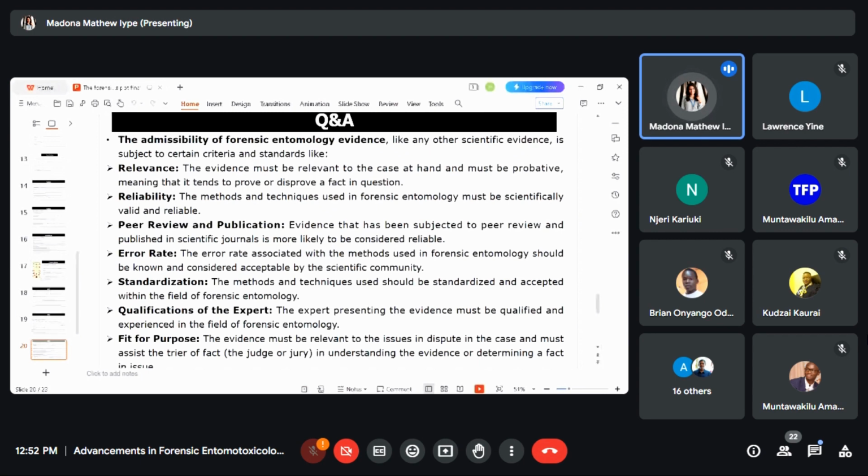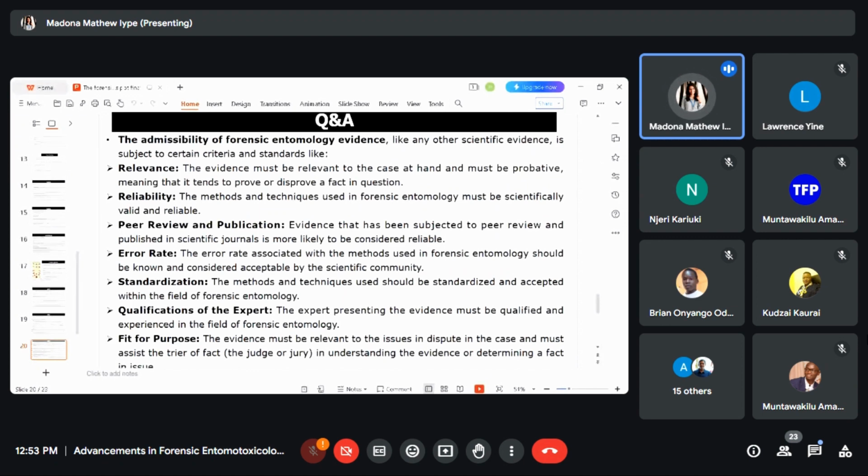The relevance: the evidence must be relevant to the case. It's not that you are just providing any fauna as evidence, but the court should get a clear picture that the fauna evidence you are providing is of approximate or accurate relevancy to the case. Then there's reliability. The methods and techniques you have used to analyze the entomological evidence should be scientifically valid and reliable, and there should be consistency in the results as well.